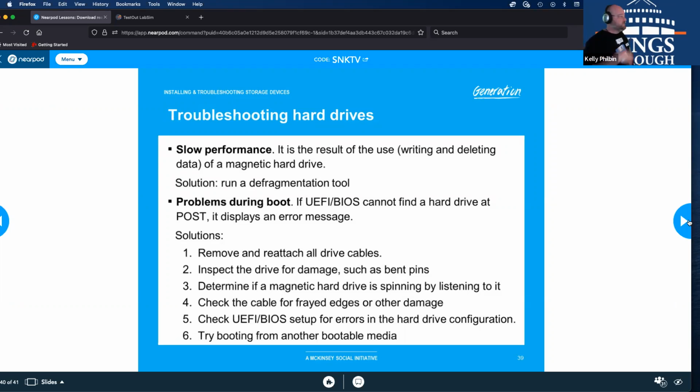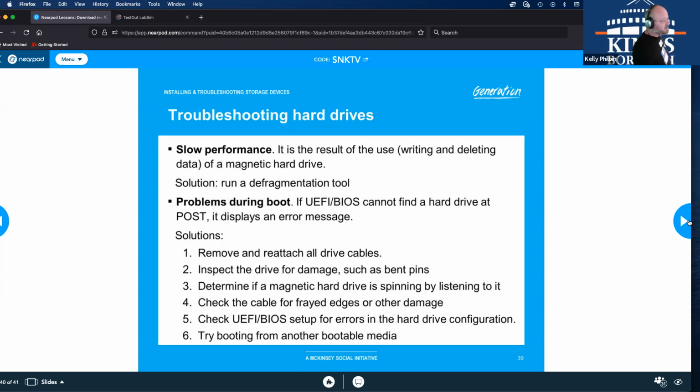Programs during the boot, your UEFI or BIOS cannot find the hard drive at all. You get a POST error because maybe it's the hard drive that has the operating system on it. Gives you a display message, what have you. At this point, remove and reattach the drive cables. Make sure they're seated properly. Inspect the drive for damage, like where the cables go in. Make sure you don't have bent pins. Unfortunately, it happens. Sometimes you have broken pins.